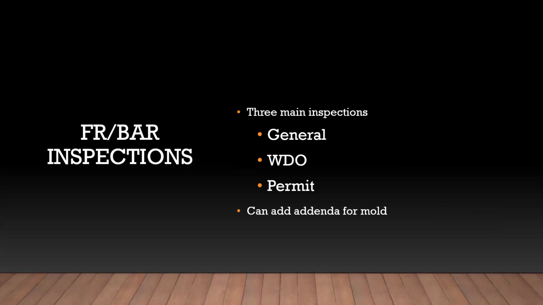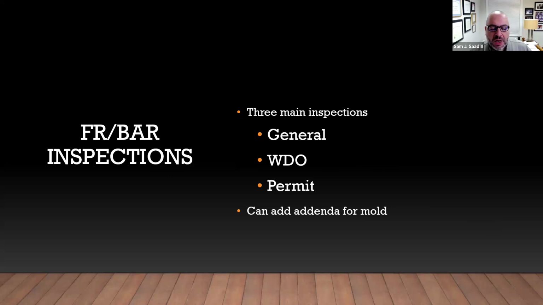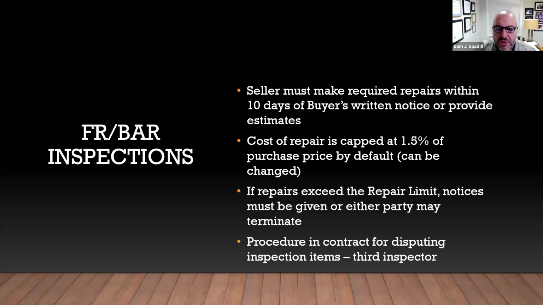And then just looking here, the FRBAR contract is obviously a very widely used contract across the state. It contains three main inspections: your general inspection, your WDO inspection, and your permit inspection. And then you can add an addenda for mold. Interestingly, this contract does not have a radon option. Not sure why, but it doesn't.